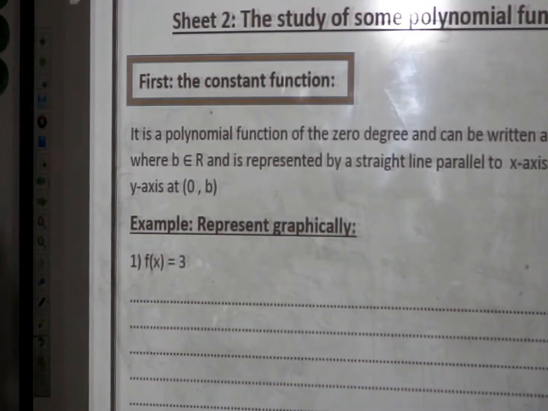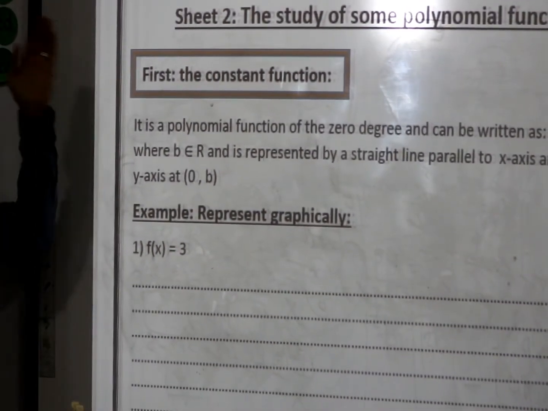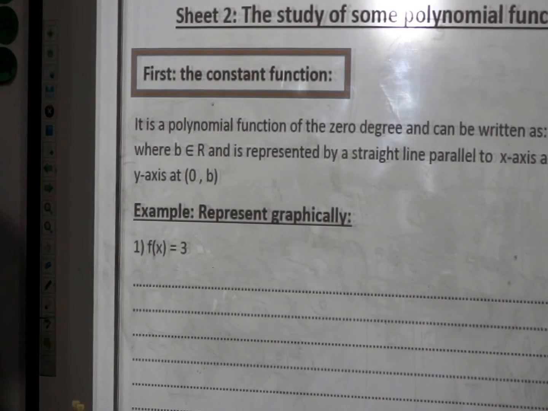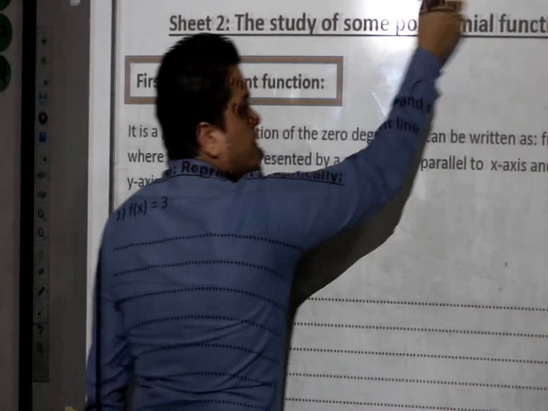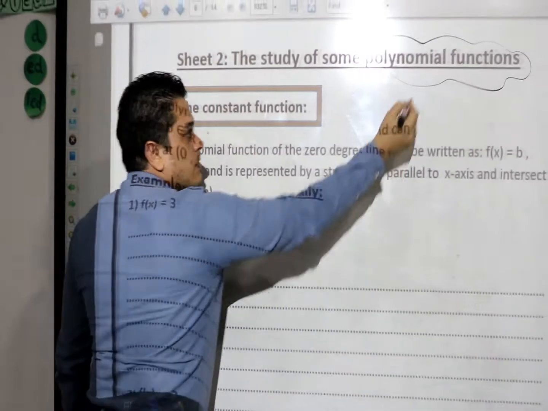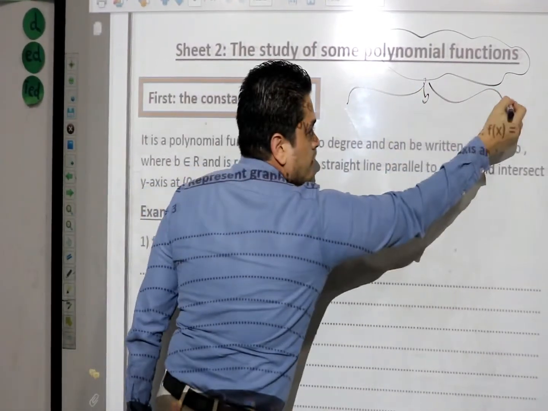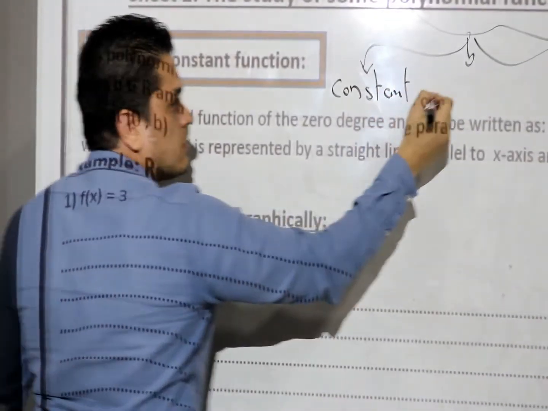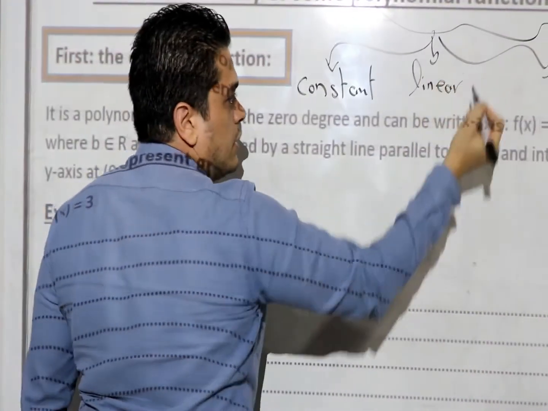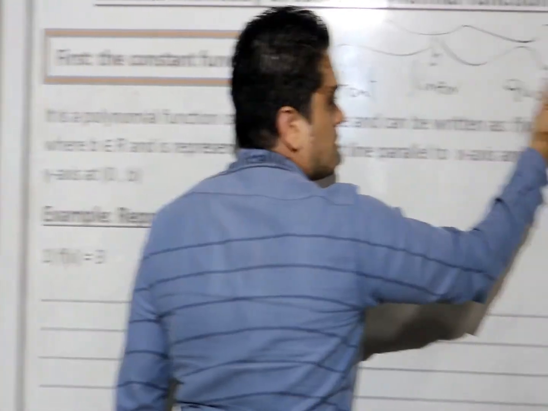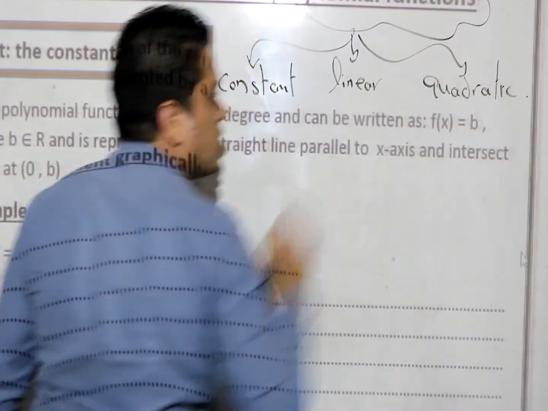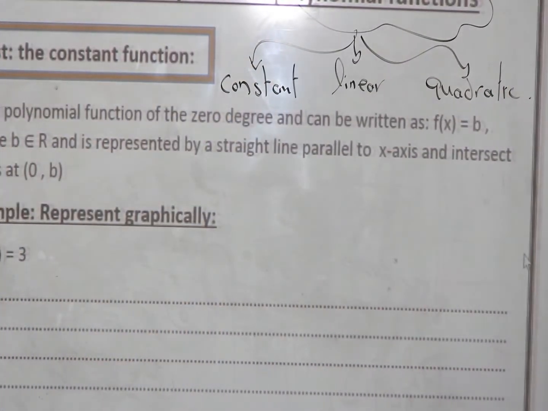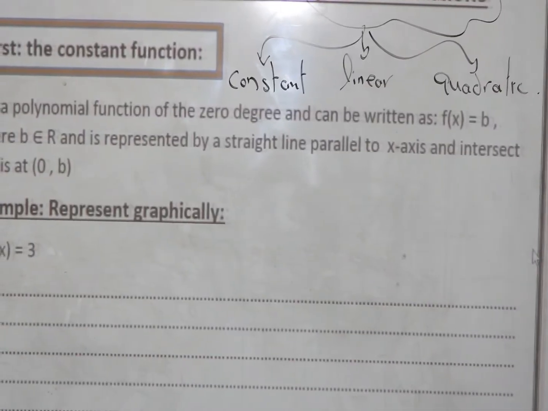Today we're going to study sheet number 2, lesson number 2, the study of some polynomial functions. Polynomial functions, this year we have 3 types: constant function, linear function, and quadratic function. Already you have studied constant and linear and the quadratic.